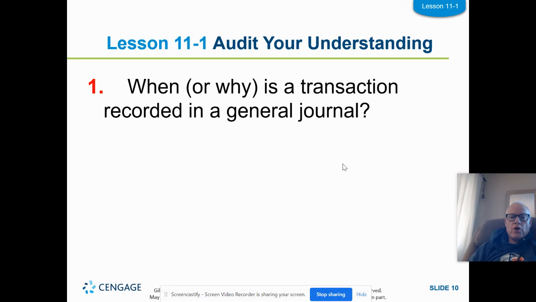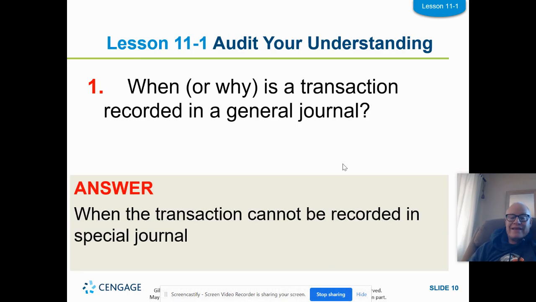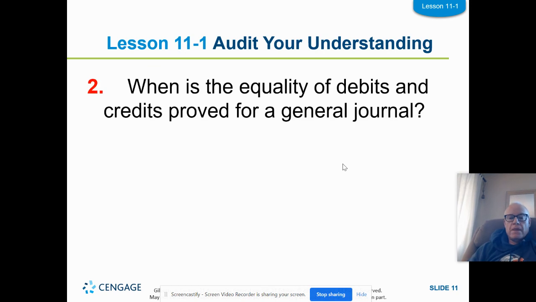Quickly review: when or why is a transaction recorded in the general journal, thinking about previous chapters? Why would we record something in the general journal instead of somewhere else? Well, it's when the transaction cannot be recorded in a special journal, like we did with supplies. We can't record that in the purchases journal because it's not for merchandise. We can't record it in the cash payments journal because we bought it on account. All right. So we record it in the general journal.